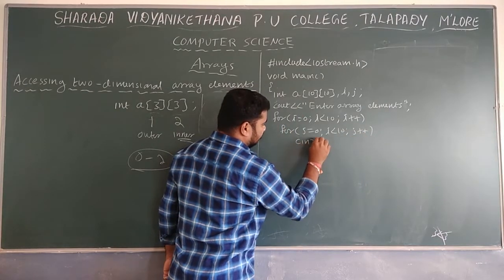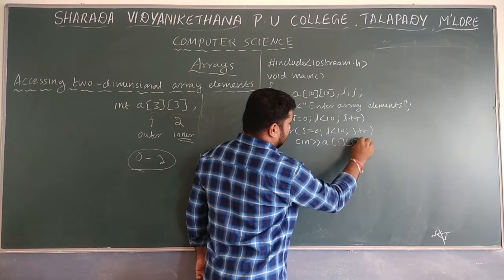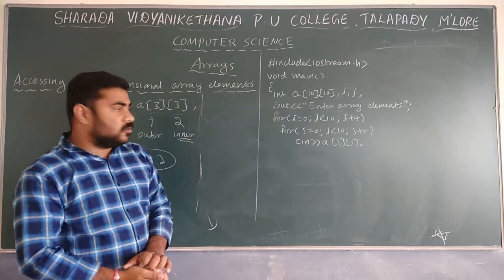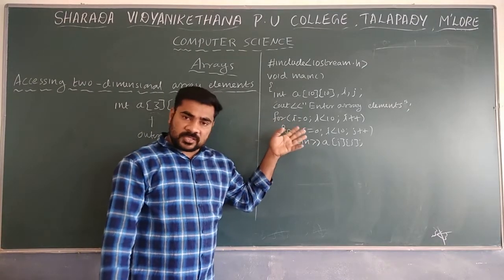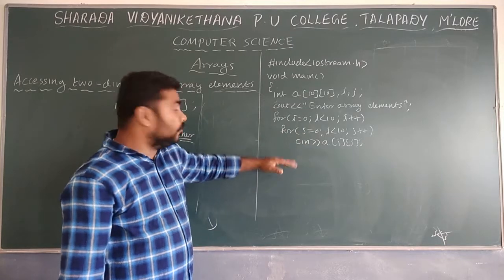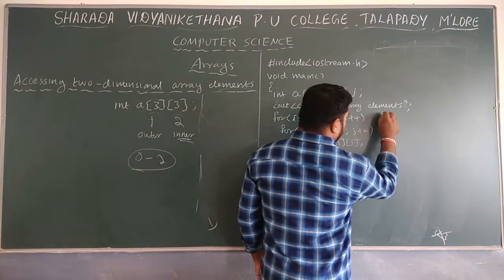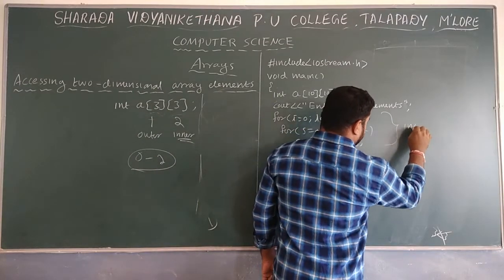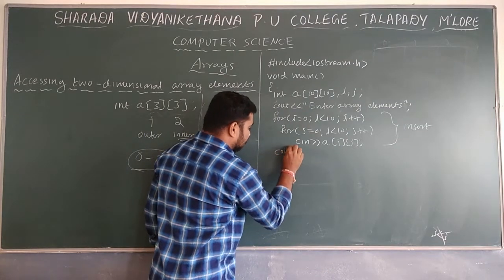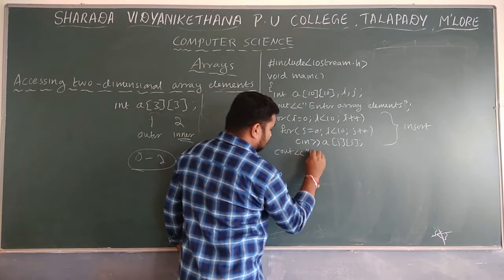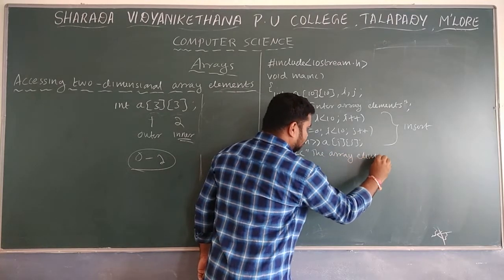cin a of i j. Remember, when you are going to write, you can use the open and closing flower brackets. Here only one statement is there, so without using the open or closing flower brackets, you can make use of inserting elements. So these three statements are mainly used to insert elements. Then you are going to display. So I write cout, the array elements are.